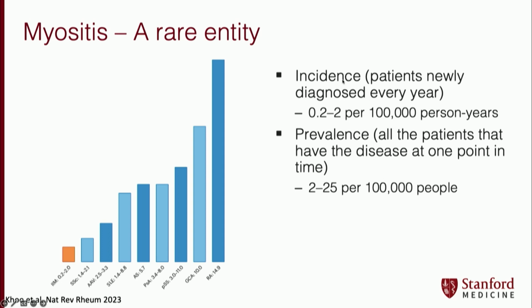The incidence, which refers to the patients newly diagnosed every year, is 0.2 to 2 per 100,000 people in a year. The prevalence, which is all the people affected with this disease at the same point in time, if we take a picture, is 2 to 25 per 100,000 people. Why is that number so large? Different studies that look at different populations show a wide range of incidence and prevalence. It seems that some countries and some populations are more affected than others, and some of the reasons for that we don't always know.